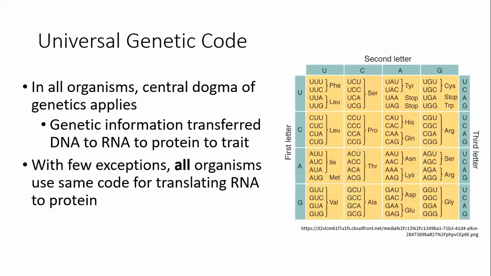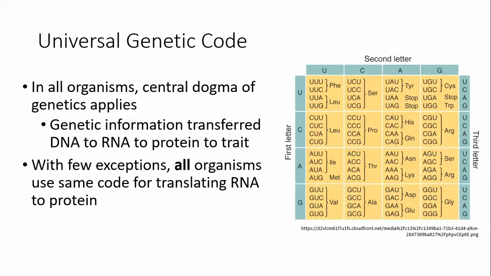So in all organisms, our genetic information goes from DNA to RNA to a protein sequence to a trait. So we all follow that central dogma of genetics. There are no exceptions to that in living organisms. The only thing that's like an exception are retroviruses, and we don't technically consider them alive. With few exceptions, all organisms use this same code for translating RNA to protein.